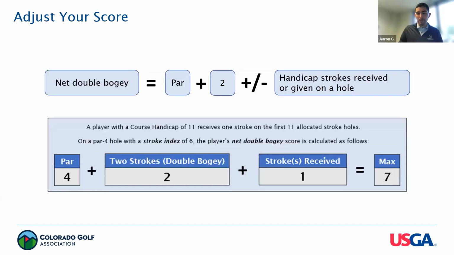Okay, so now let's take a look. How do you calculate net double bogey? Hopefully most of you all know this, and a lot of this is just repetition for you. But all net double bogey is par plus 2 plus or minus any handicap strokes given or received on any one hole.